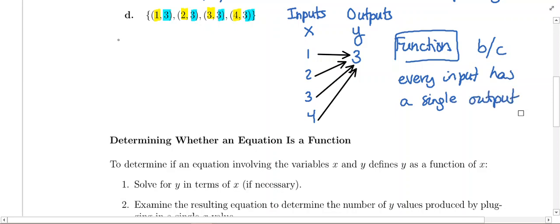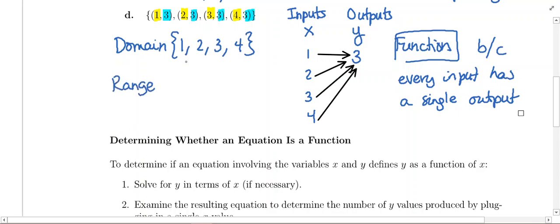All right, we need to list out the domain and range. Domain, again, is just our inputs. We have 4 different inputs. So we need to list them: 1, 2, 3, and 4, separate them with commas, and enclose the whole list in braces. The range is all the outputs. We only get one number as an output, which is 3, and that's it. That's the only number to list. Enclose it in curly braces. Done.